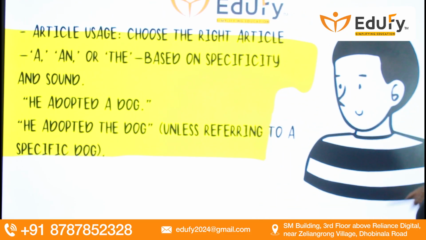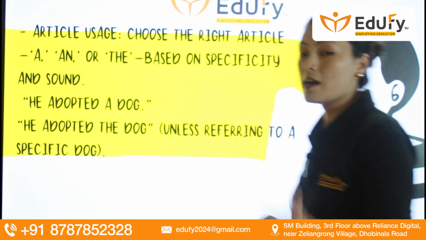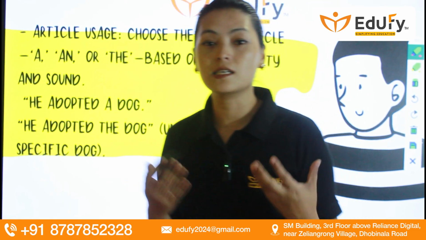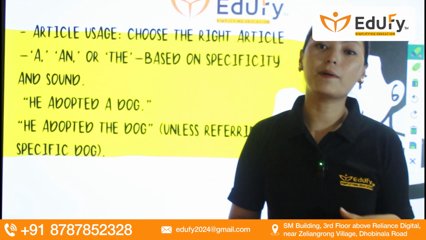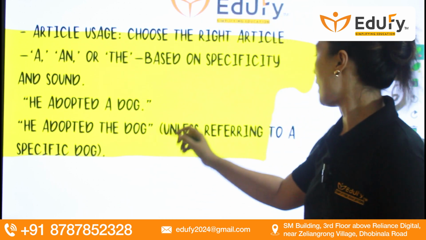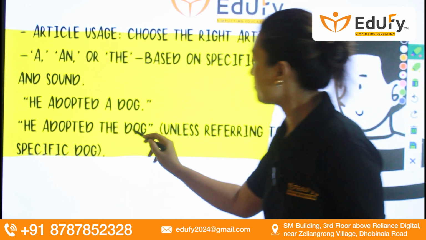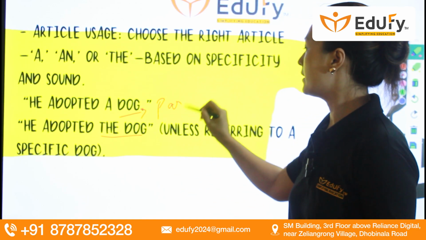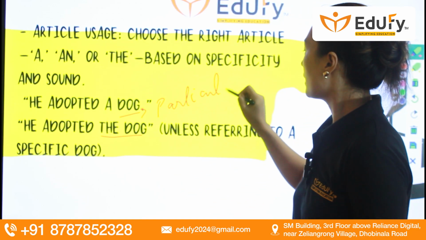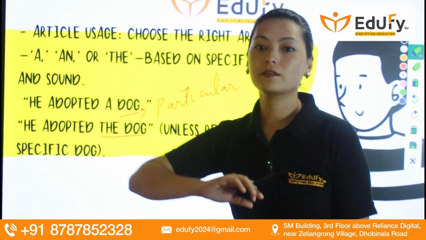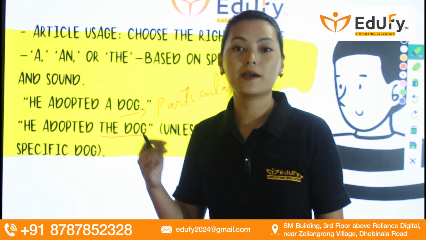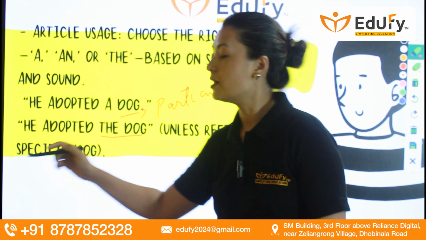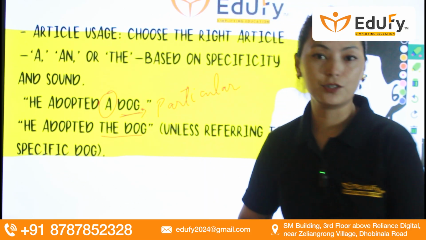Therefore, the usage of a and the has completely changed the meaning of this sentence. If I ask you, where is the error in this sentence? According to the context of the sentence, if it suggests that it is talking about a specific dog, then I will have to write the dog. Specific, particular, right? However, if I am talking about dogs in general and I'm not exactly specifying which dog he adopted, then a is the correct usage.